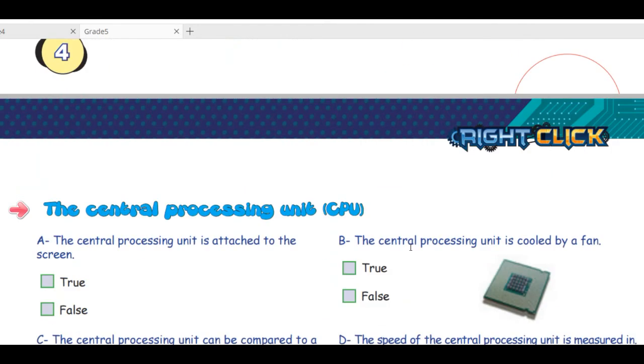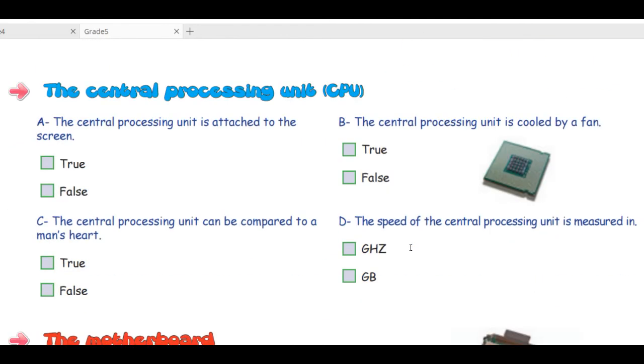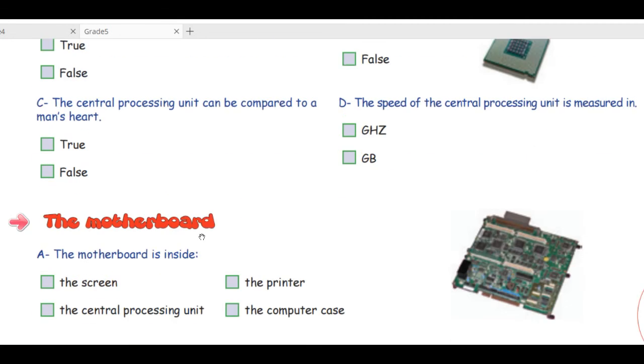We pass to the second page where a few questions are asked concerning the CPU, the central processing unit, and of course here we are asking if it is attached to the screen. Of course it's false. The central processing unit is cooled by a fan. Of course it's true. The central processing unit can be compared to a man's heart. No, it's the brain. The speed is measured by gigahertz.